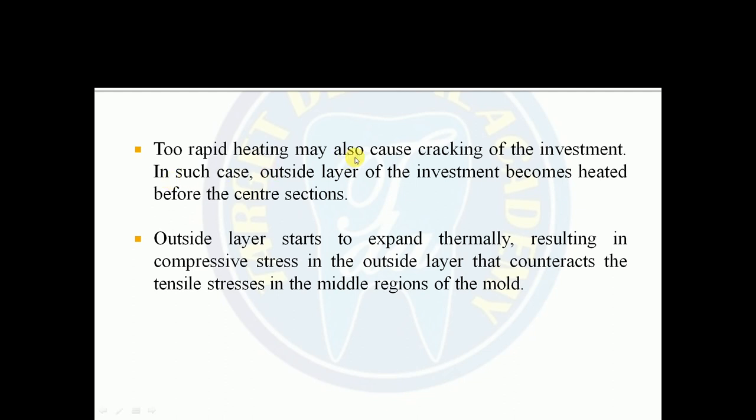Too rapid heating may cause cracking of the investment. In such a case, the outside layer of the investment becomes heated before the center section. Outside layers start to expand thermally, resulting in compressive stress in the outside layer that counteracts the tensile stress in the middle region of the mold.